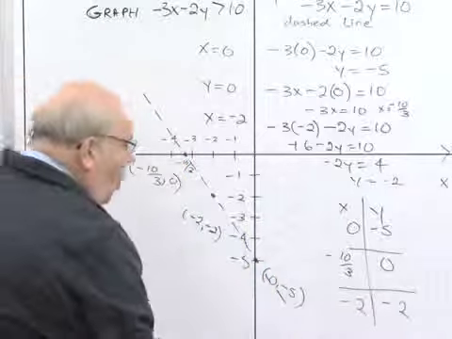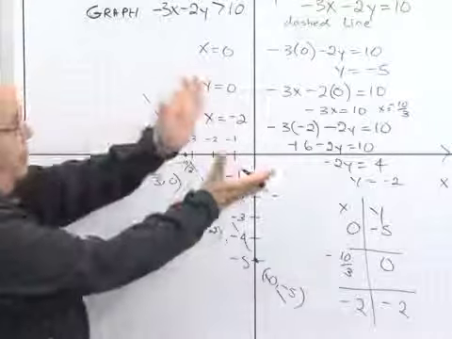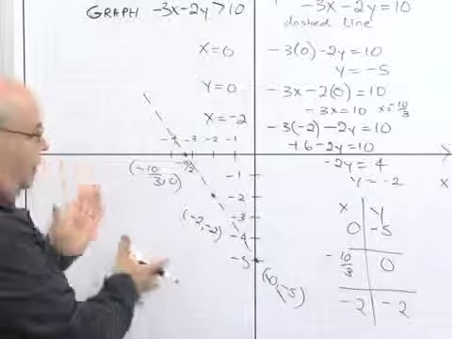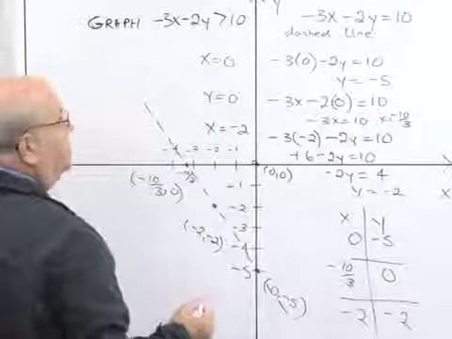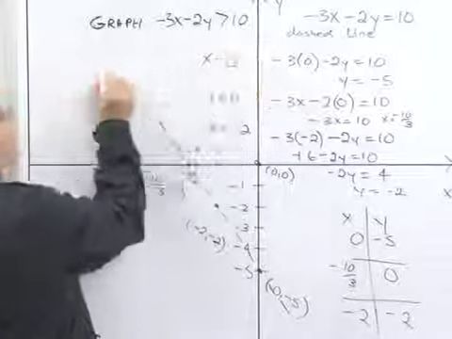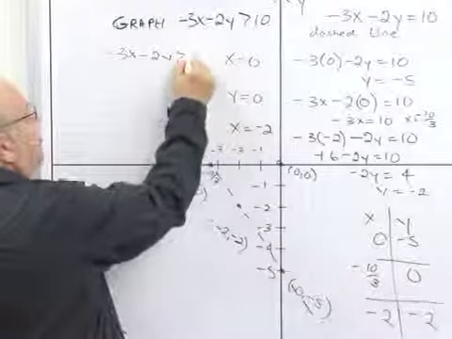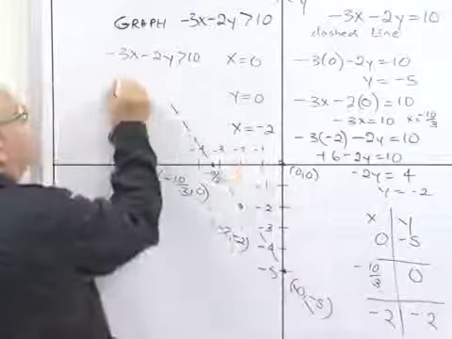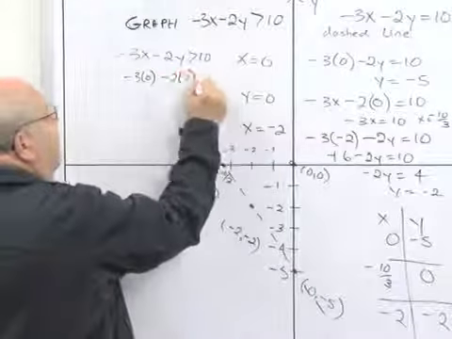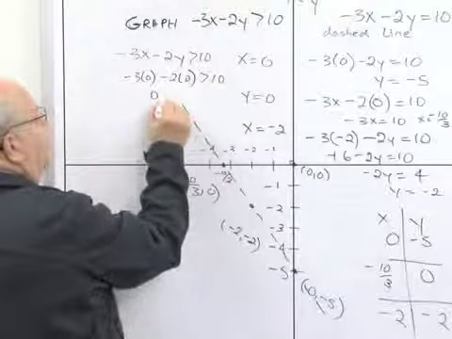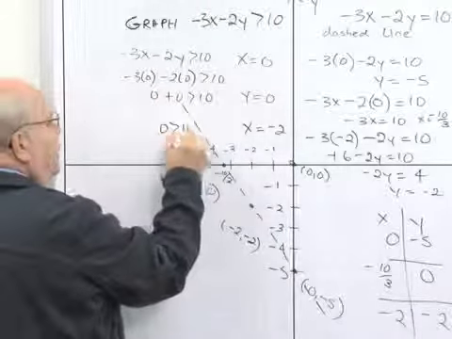Now, what we're going to do is make a test to see, do we shade everything above the line or do we shade everything below the line? A very easy point to test is the origin 0, 0. So I look at this original inequality, minus 3x minus 2y is greater than 10, if I let x equals 0 and if I let y equals 0. Do I get a true statement? 0 added to 0 is not true. 0 is not greater than 10.